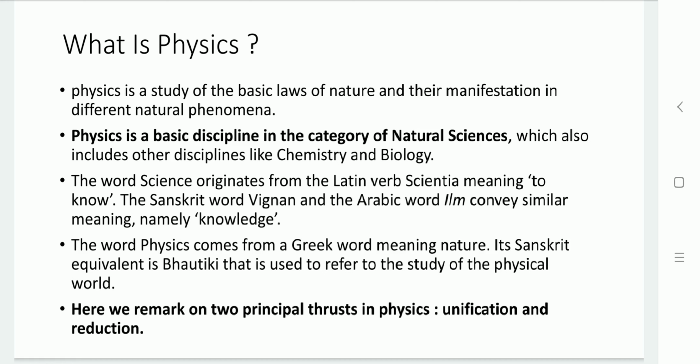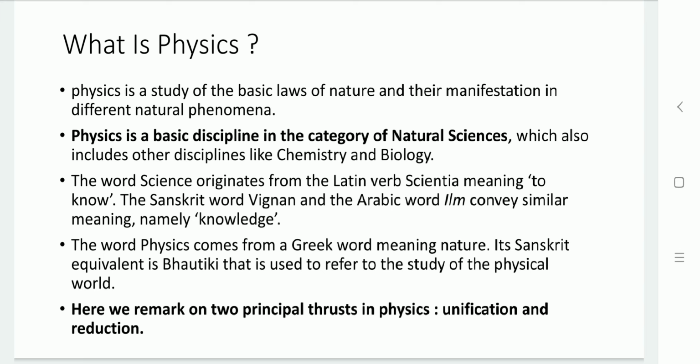Physics is basically a study of the basic laws of nature with the different natural phenomena. It is a basic discipline in the category of natural science. This natural science also includes chemistry and biology.